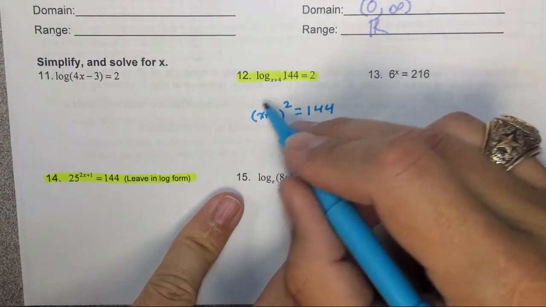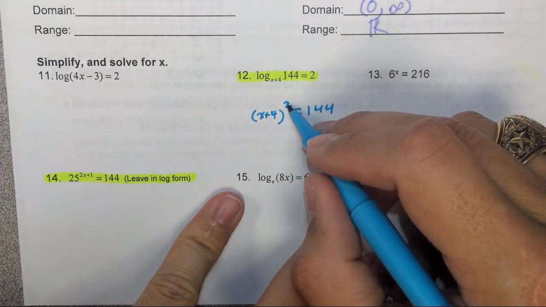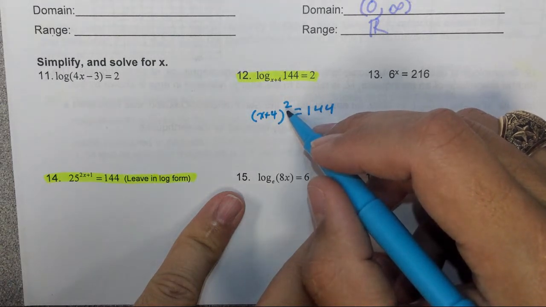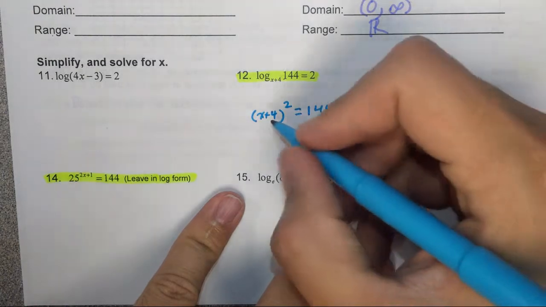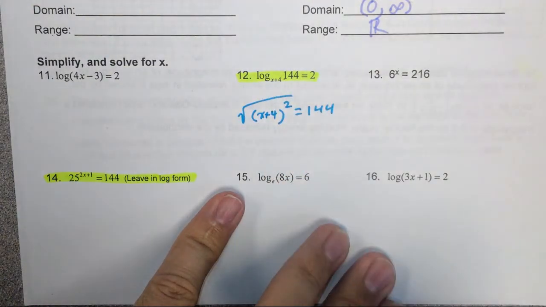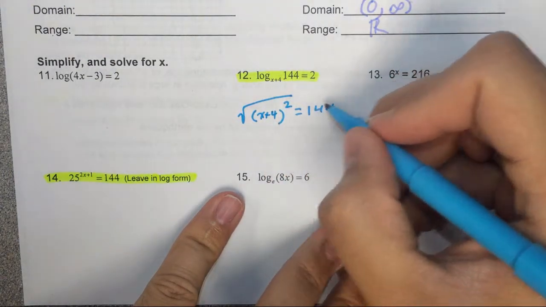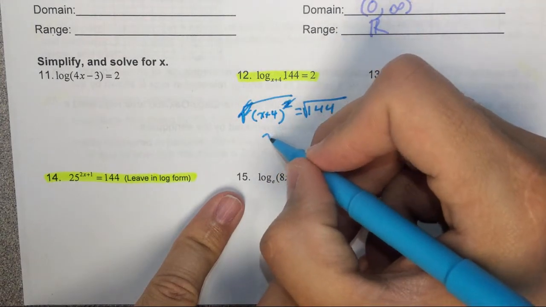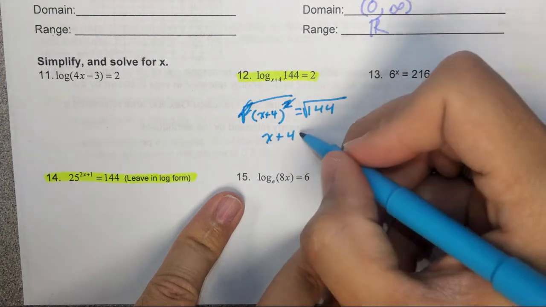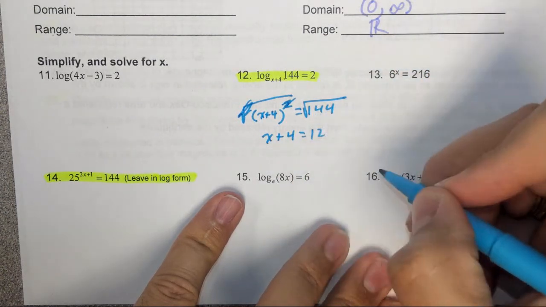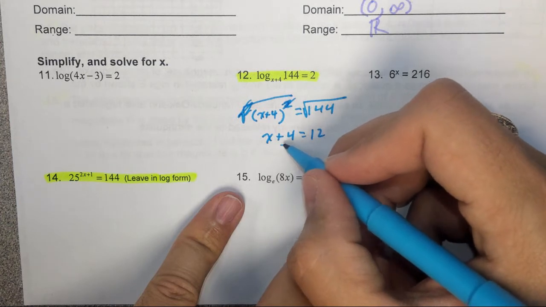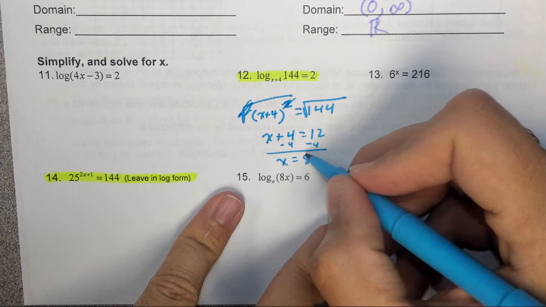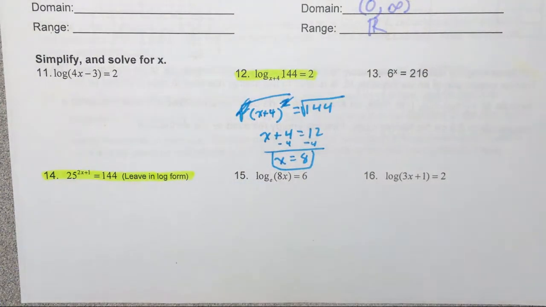To get rid of this exponent up here, I have to do the opposite. The opposite of this is the square root. Take the square root of that, take the square root of that. The square root cancels with that 2. I'm left with x plus 4. The square root of 144 is 12. Subtract that out: minus 4, x is equal to 8. There's that one.